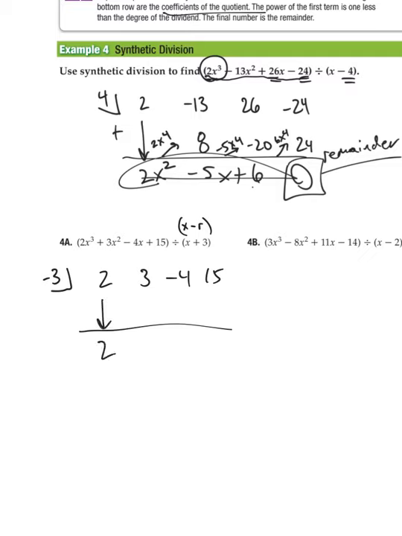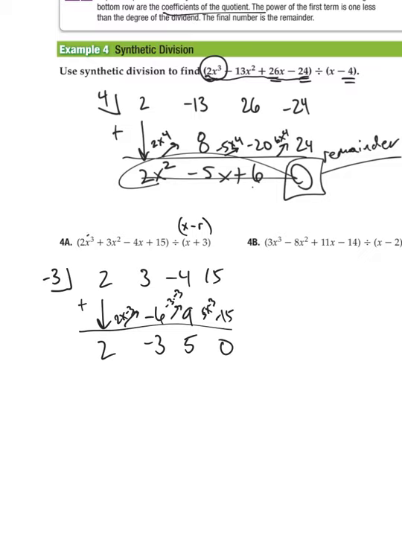Multiply the 2 by what's in the box. So 2 times negative 3, that's negative 6. 3 plus negative 6 is negative 3. Again, we're going to multiply that by the negative 3 in the box. Positive 9. Negative 4 plus 9 is 5. 5 times negative 3, negative 15. 15 plus negative 15, that's 0.